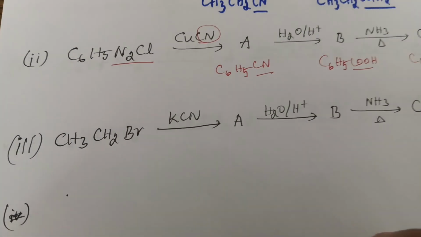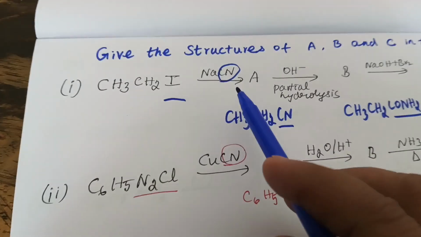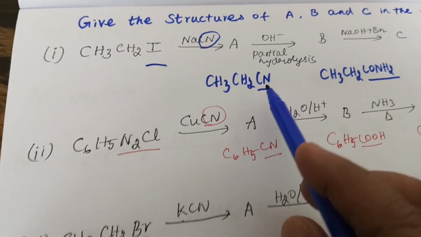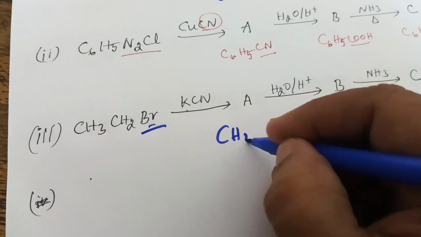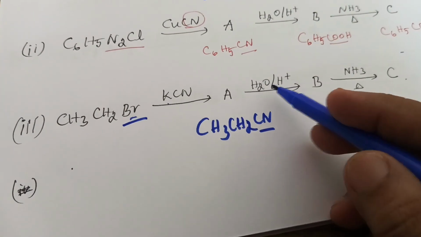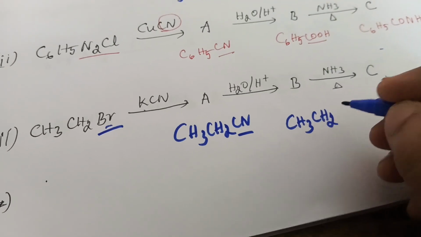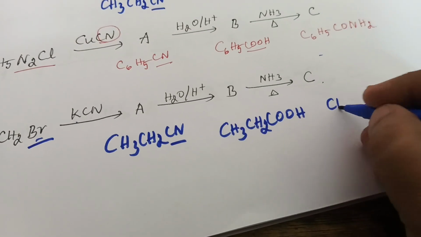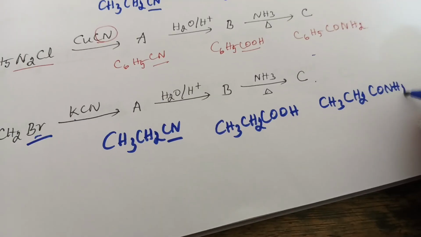Okay, now the next question. Here again bromide with KCN. So at the beginning we learned alkyl halide with NaCN, so halide is substituted by cyanide. Same way here, bromide is substituted by cyanide. So CH3CH2CN is your A. This again on hydrolysis gives CH3CH2COOH, complete hydrolysis, and again ammonia on heat gives amide. So CH3CH2CONH2, that is amide.